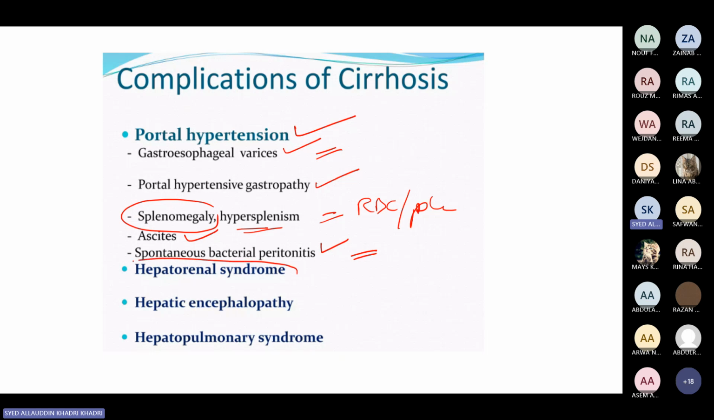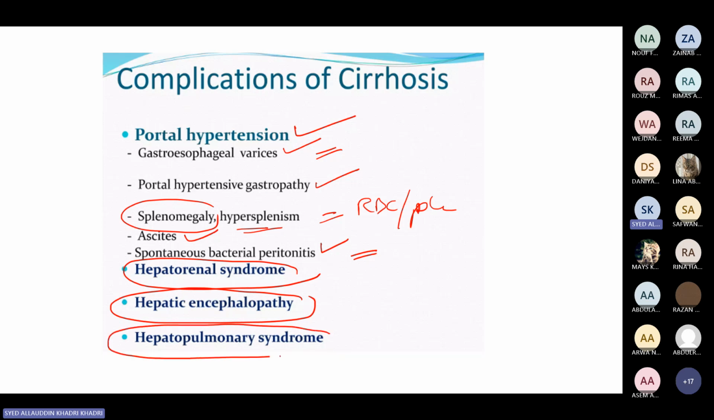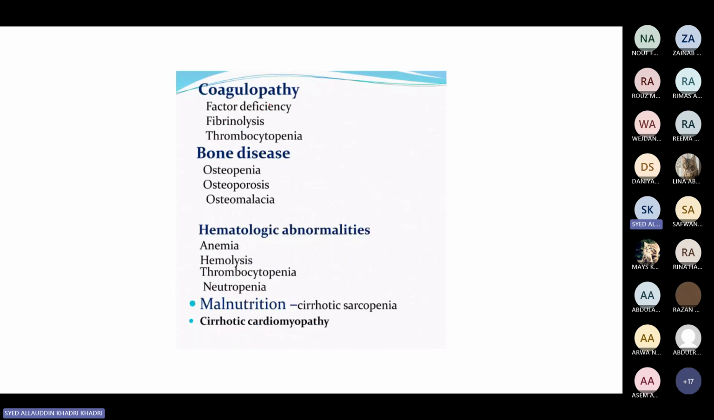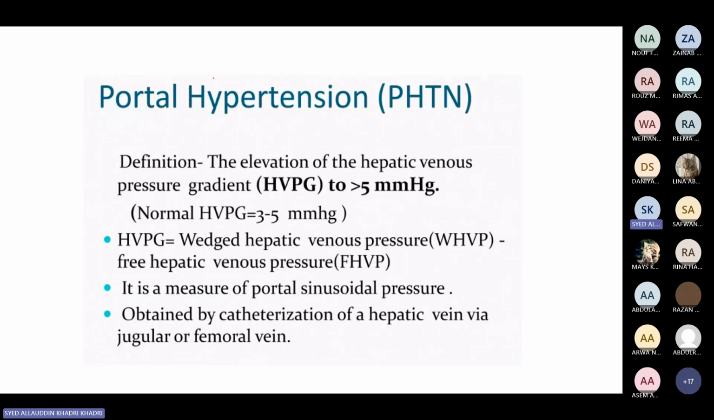Even the patient will develop hepatorenal syndrome, and the ammonia will cross the blood-brain barrier, causing hepatic encephalopathy. Then the patient will be affected in the pulmonary area, called hepatopulmonary syndrome, and coagulopathies occur causing bleeding, fibrinolysis, thrombocytopenia, osteopenia, osteoporosis, osteomalacia, because all the liver synthetic functions go down. Hematological abnormalities like anemia, hemolysis, thrombocytopenia, neutropenia occur, and cirrhotic sarcopenia, malnutrition, and slowly, over a period of time, you have a cardiomyopathy called cirrhotic cardiomyopathy. Now, this you have to go and read in the book.